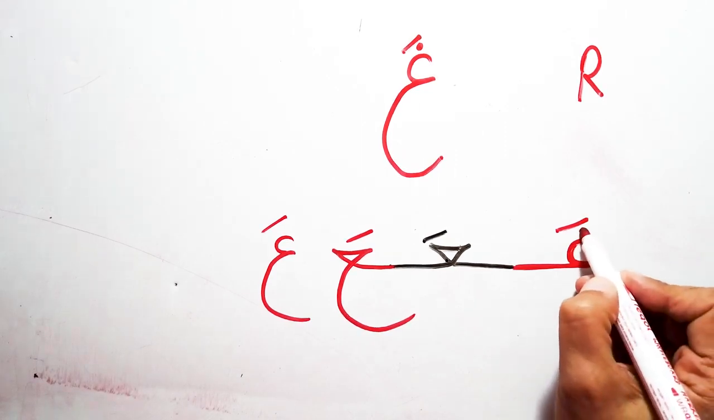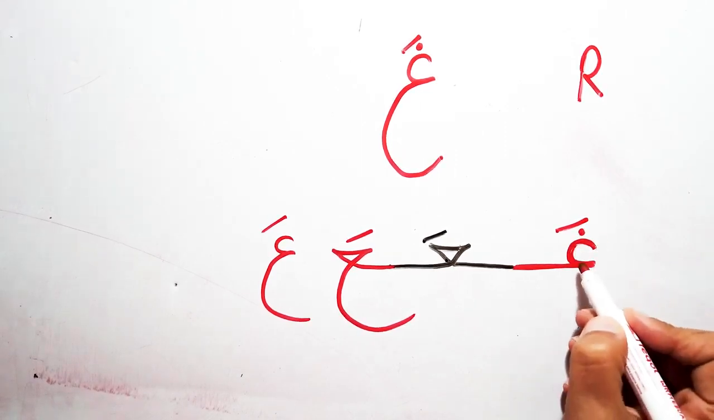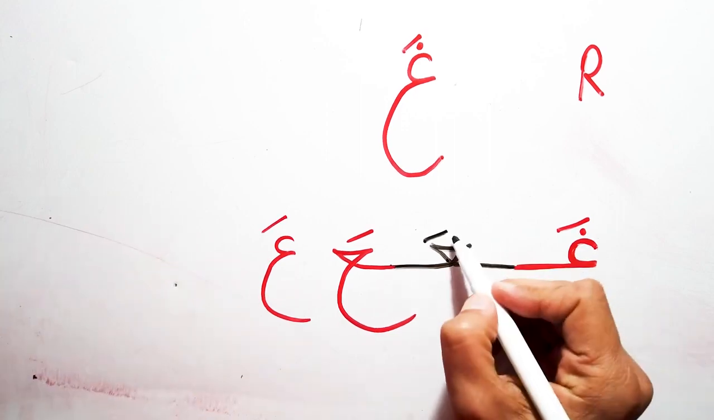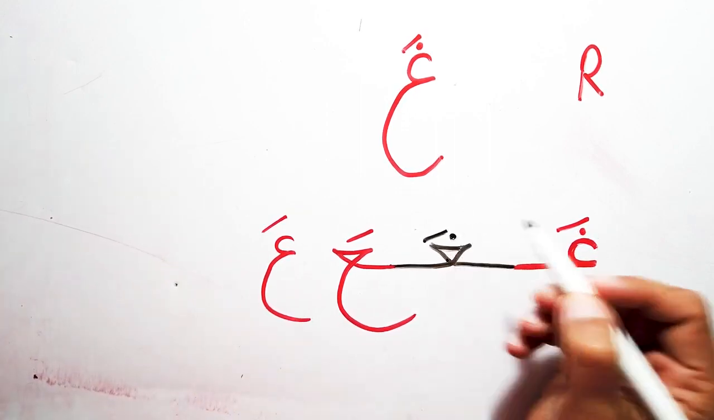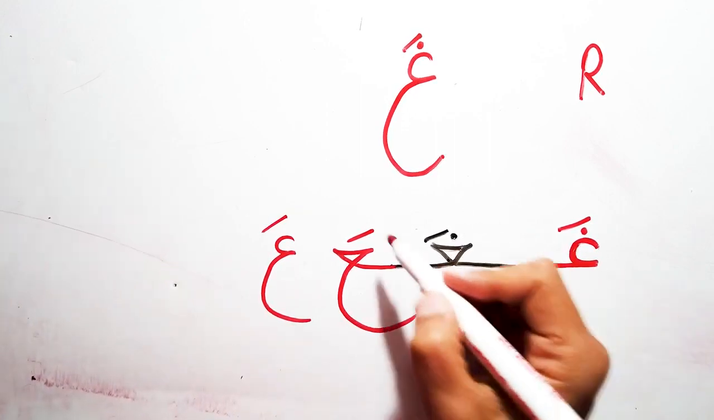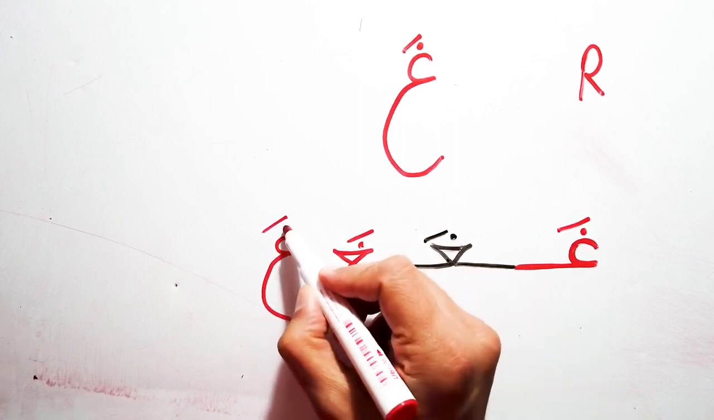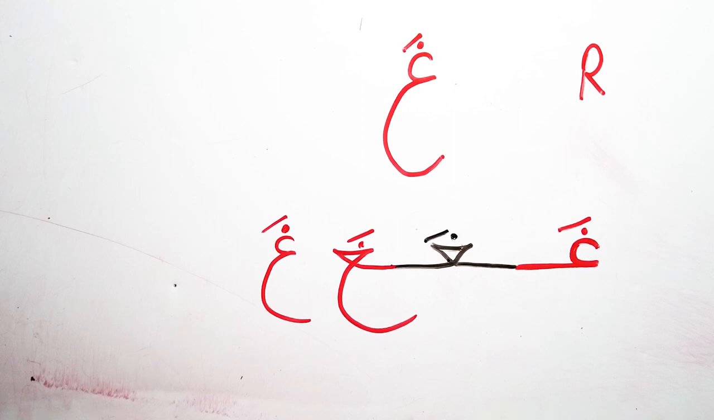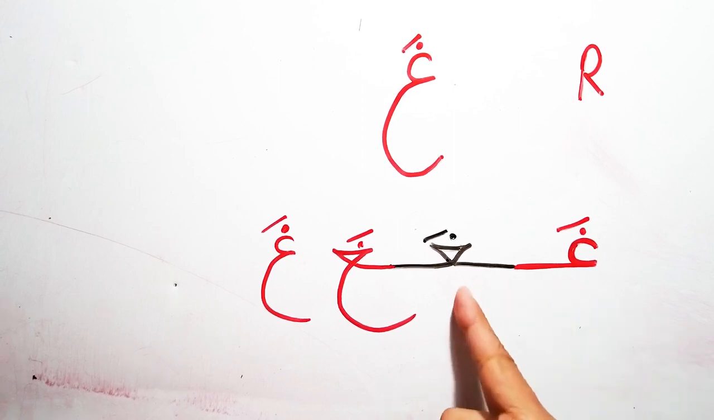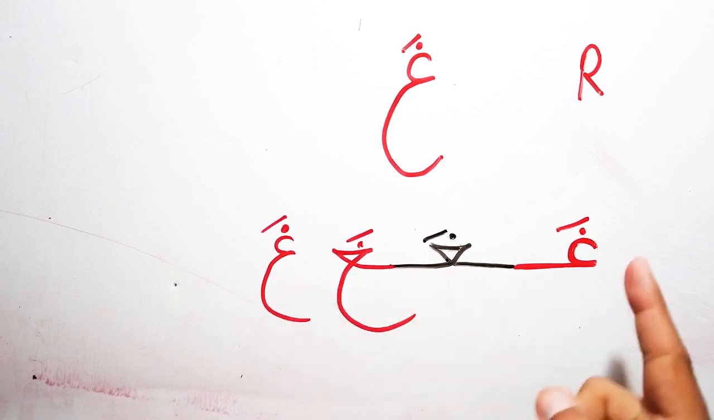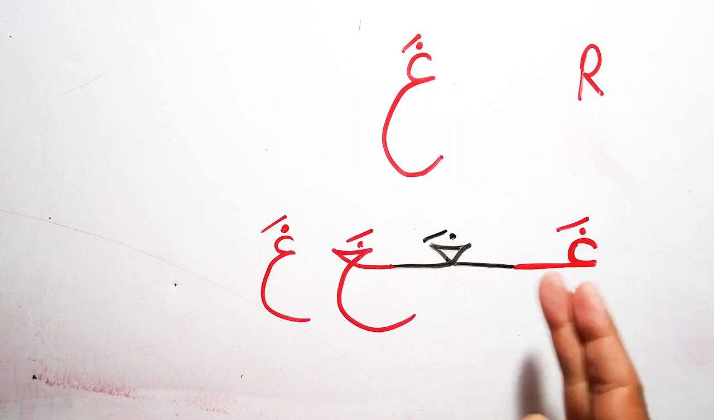So we have now ra in the beginning of the word. We have ra in the middle of the word. And finally, we have ra in the end of the word. Ra. Let's read at the normal speed. Ra.